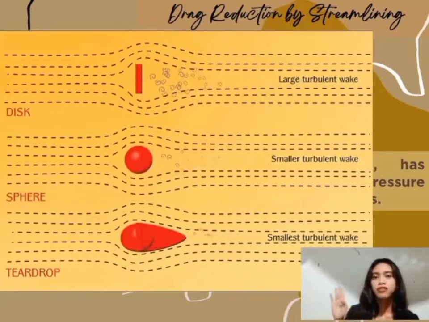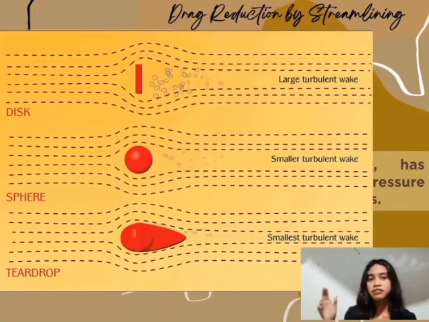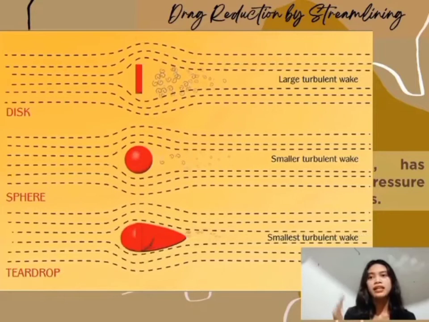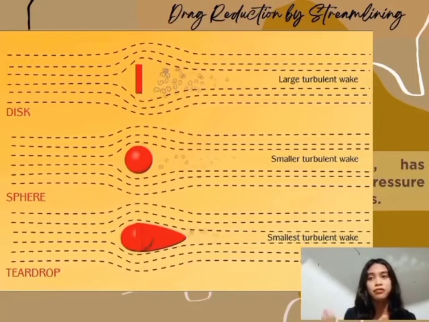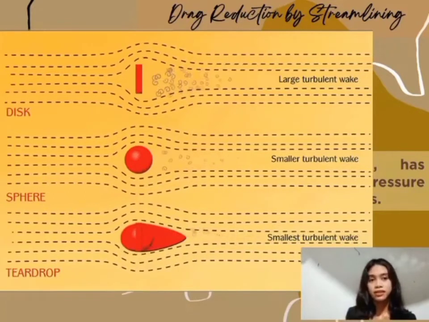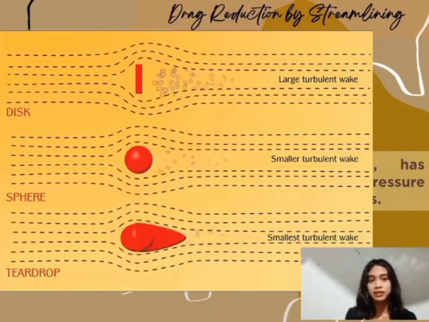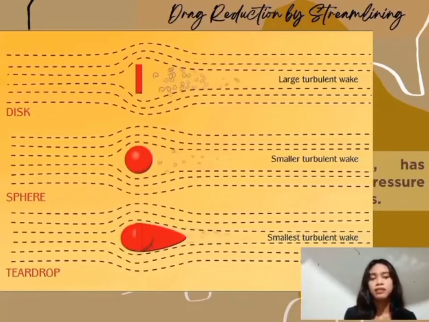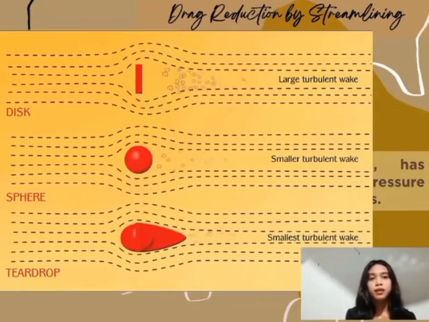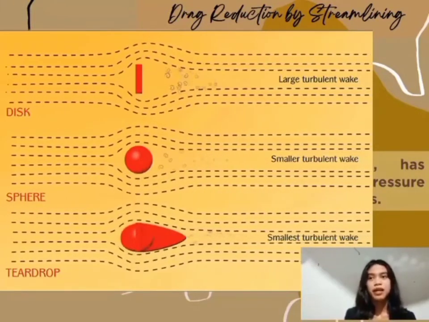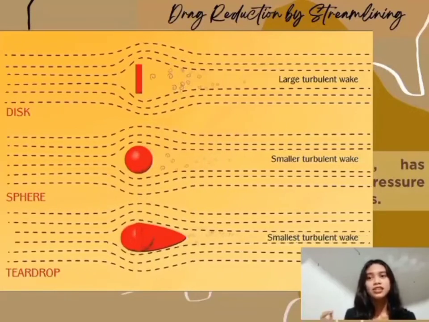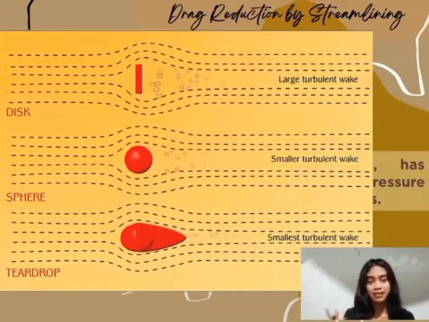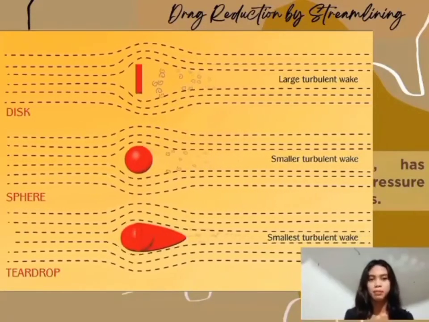So as you can see in the photo provided, observing a disc, you can see that it has a large turbulent wake. And as we elongated the disc and formed a sphere, you can notice that the turbulent wake has decreased, which has become smaller. And as we elongate more the sphere, we then have a teardrop shape. And you can notice that its turbulent wake has become really small compared to the original wake that it has when it was still in a disc shape.